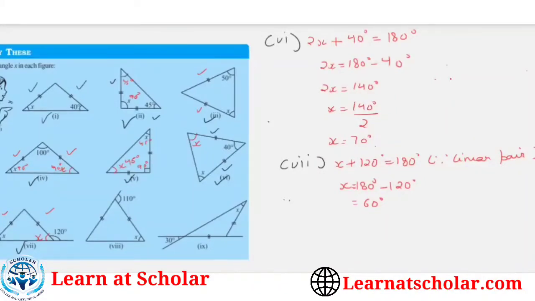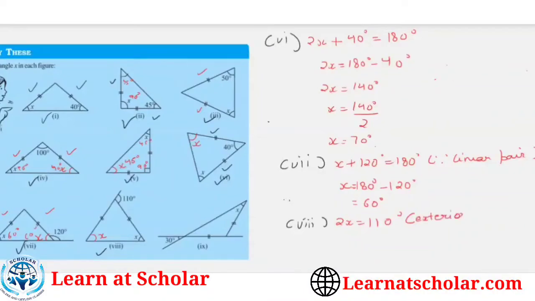Next, the eighth one. Exterior angle is given as 110 degrees. We know exterior angle is the sum of the two opposite interior angles. Now the two angles are equal because it is again an isosceles triangle where two opposite angles and two opposite sides are equal. So 2x is equal to 110, the exterior angle.